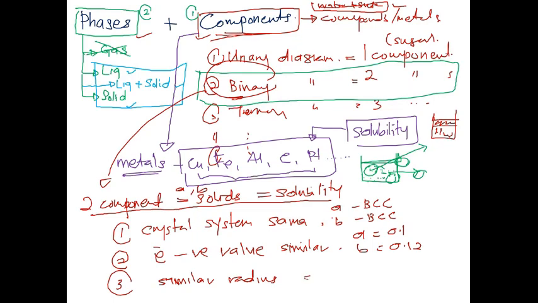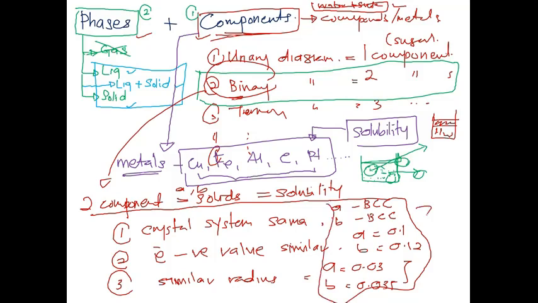Okay, for example, radius A, it is 0.03, and B, you have 0.035. So they have the same radius number. So when you have all these things, everything is complementary, everything is in the range, so you will have high mutual solubility, or high mutual solid solubility. It means those solids can be soluble in each other.